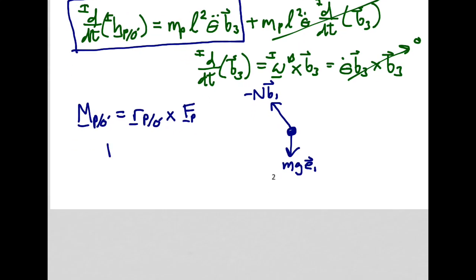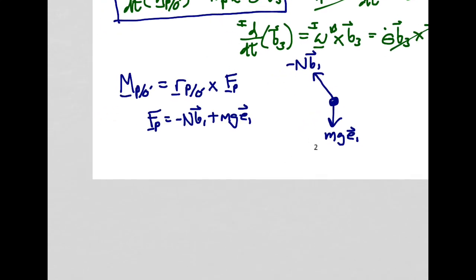And so Fp is equal to all the forces on that particle, so it's minus n in the B1 direction, plus mg in the E1 direction. And so this gives our moment of P with respect to O prime as L in the b1 direction crossed with negative n in the b1 direction plus mg in the e1 direction.